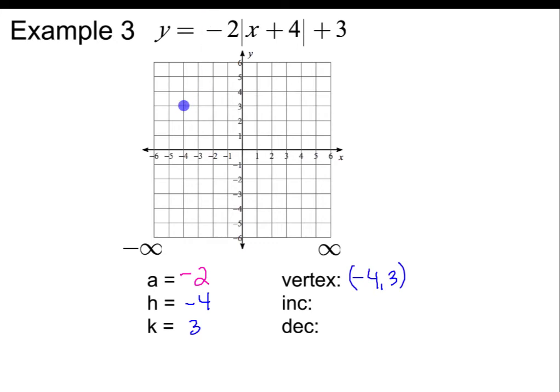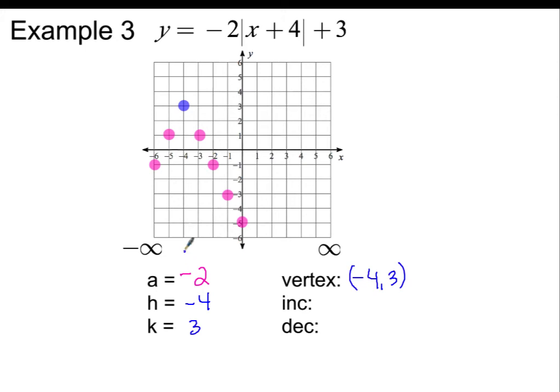And next, now my a value is negative 2, which means my slope, I'm going to move in a slope pattern where I'm going to go down 2 and over 1, down 2 and over 1, and that's because my slope is negative 2. So down 2 over 1, down 2 over 1, and then we're off the graph. So I'm going to go down 2 over 1 to the left and down 2 over 1 to the left, and that's as much as I can fit on my graph.